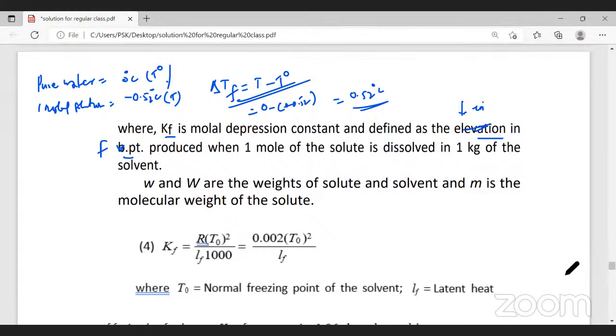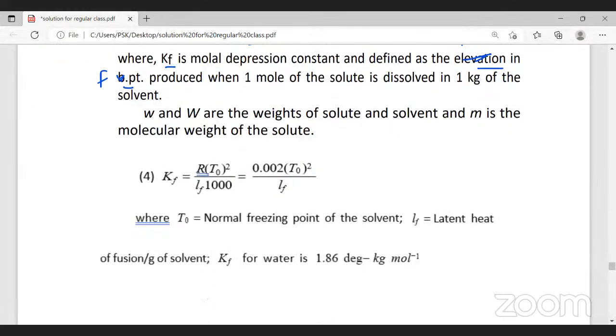The last formula which you have to remember in depression in freezing point is Kf is equal to R T naught square divided by Lf into 1000. T naught is the normal freezing point of the solvent. Lf is the latent heat of fusion of the solvent. Kf for water is 1.86 degree kg per mole. Kf is what? Molar depression constant. So far any clarification? Molar depression constant? Freezing point, decrease in freezing point formula?